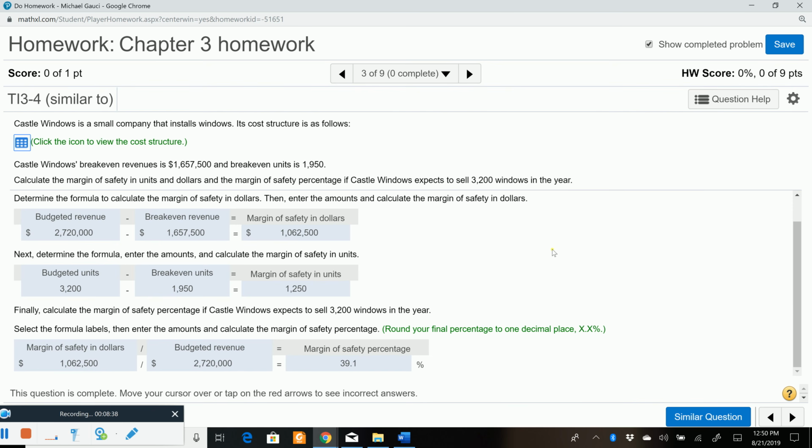So once again, margin of safety is good to calculate because it shows how far away you are from the break-even point. The further away you are, on the positive side, of course, the healthier the company is.